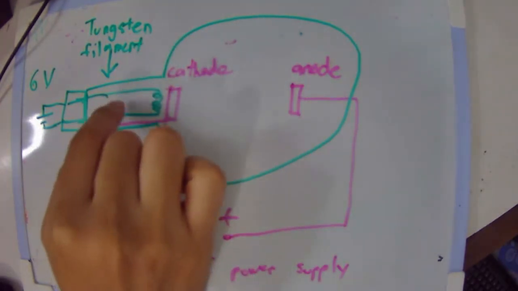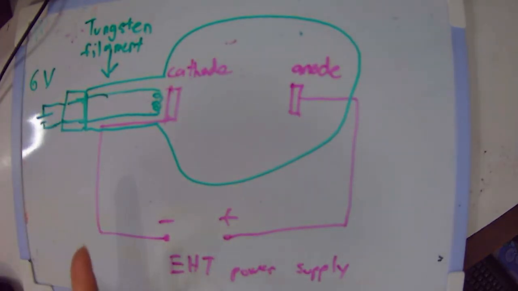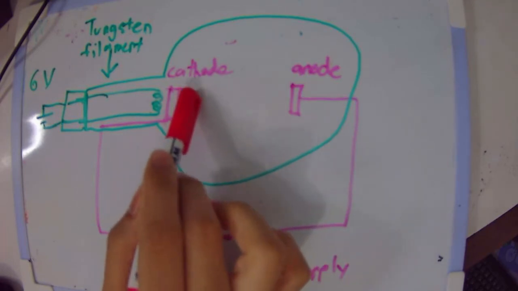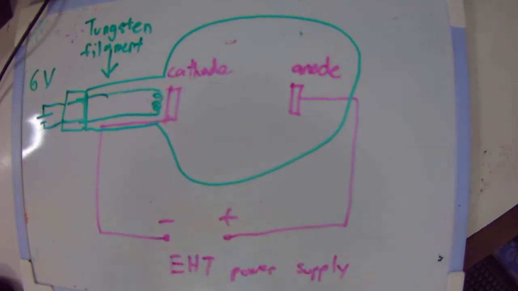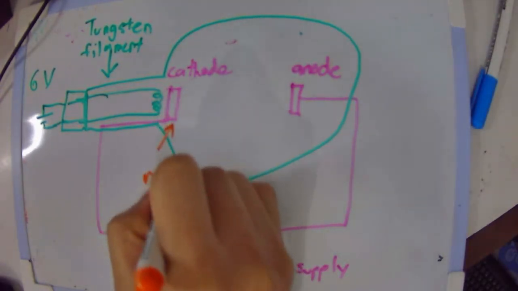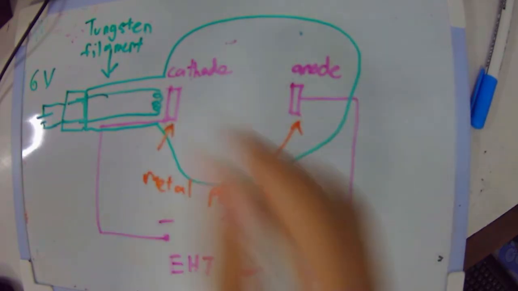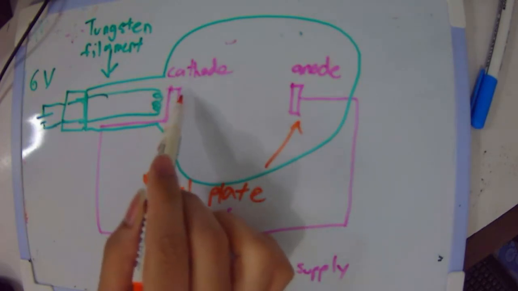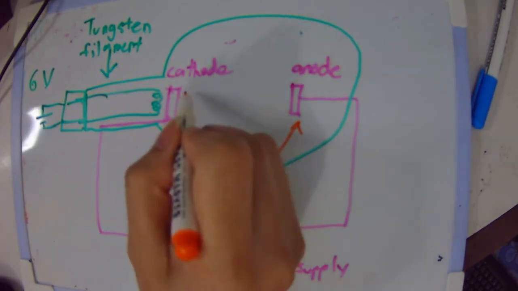So when this tungsten filament is connected to a power supply, of course, it starts to get hotter and hotter, to the point where when this cathode gets hot enough, this metal plate, I should be clear, the cathode and anode are metal plates, so on both sides we have a metal plate. Once this thing gets hot enough, it starts to release electrons.